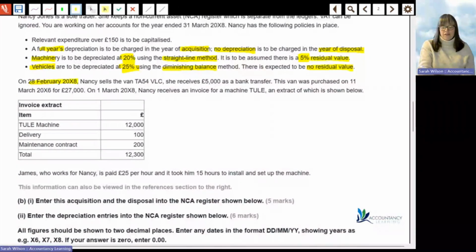On the 28th of February 20X8, Nancy sells the van TA54 VLC, receiving £5,000 as a bank transfer. This van was purchased on the 11th of March 20X6 for £27,000. On the 1st of March 20X8, Nancy receives an invoice for a new machine, an extract of which is shown below.